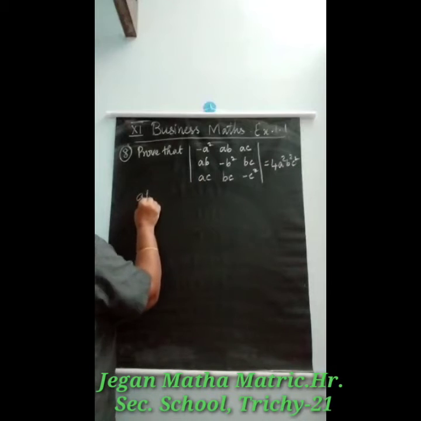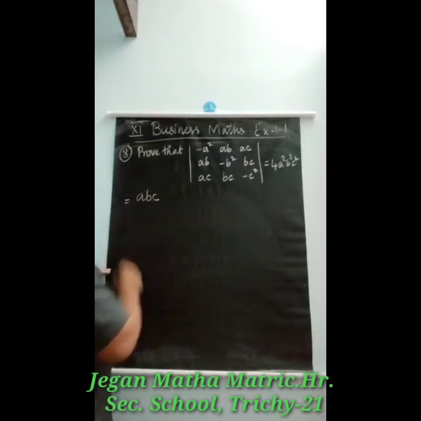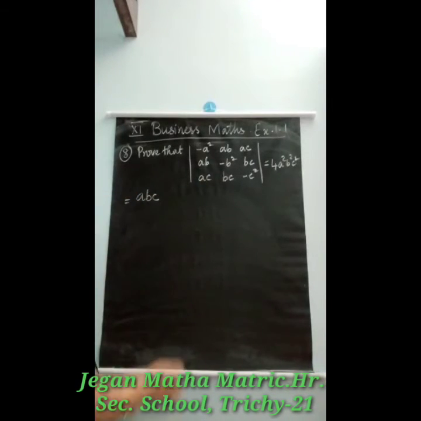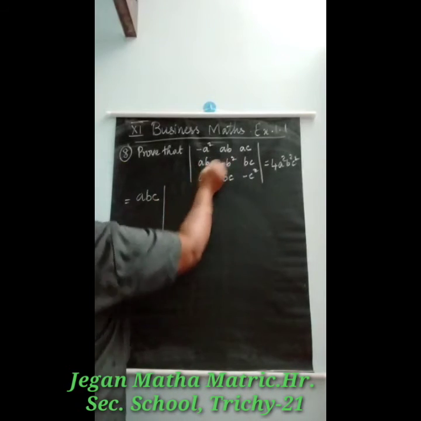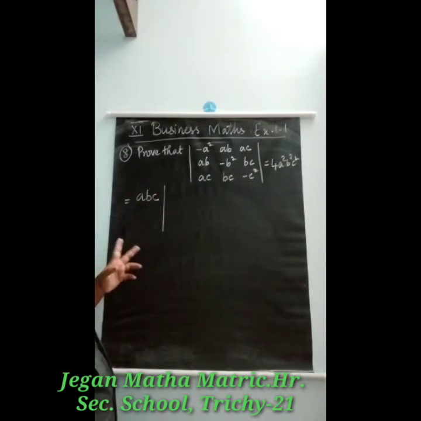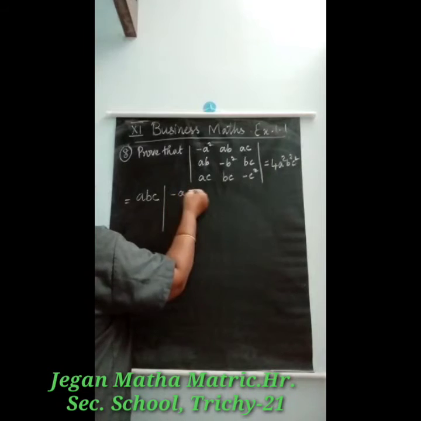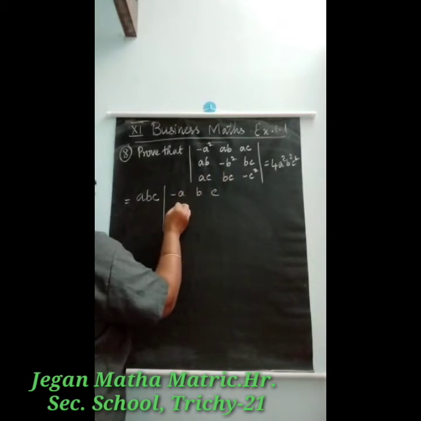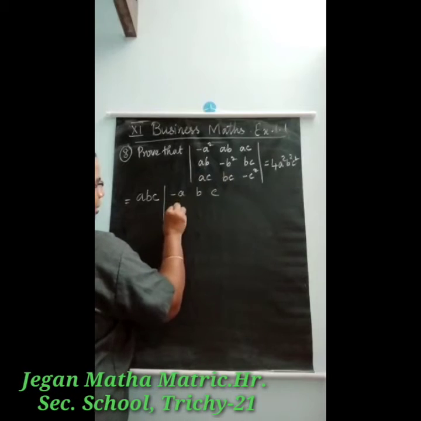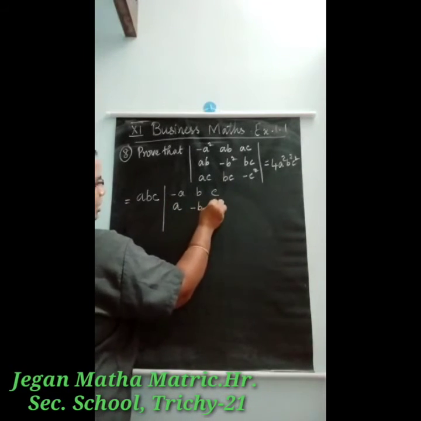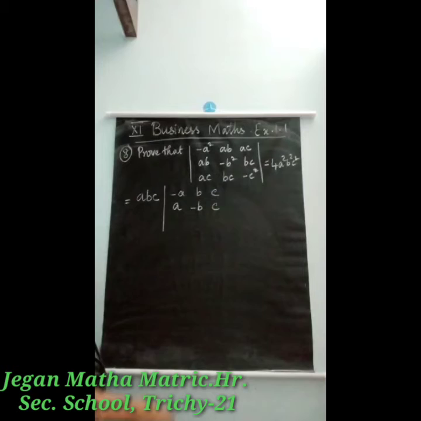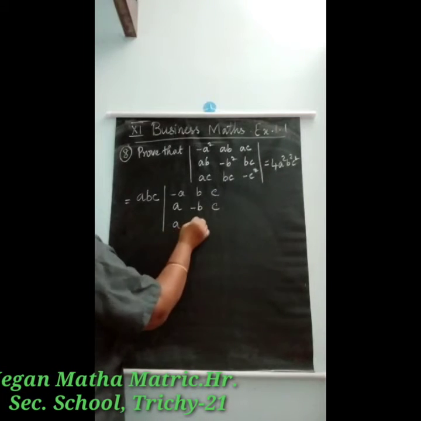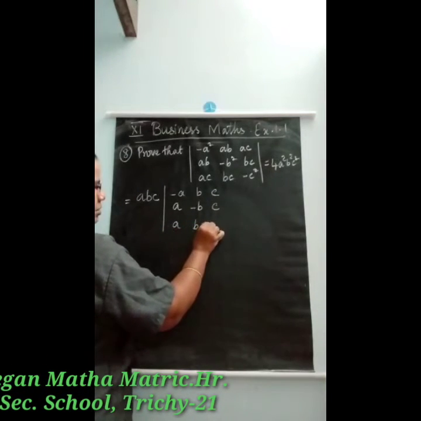So, you have to take out a from R1. If we take out a from R1, then the row is −a, b, c. And second row from b, so a, −b, c. And third row a, b, −c.